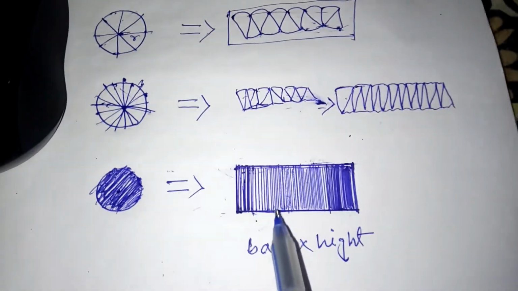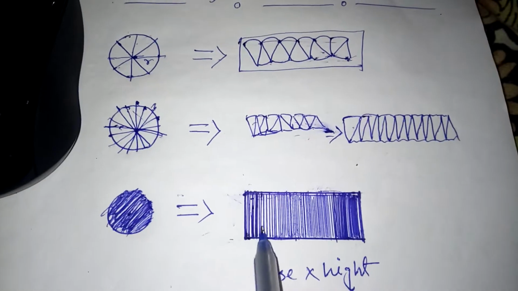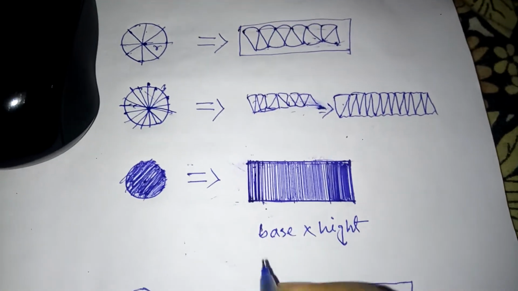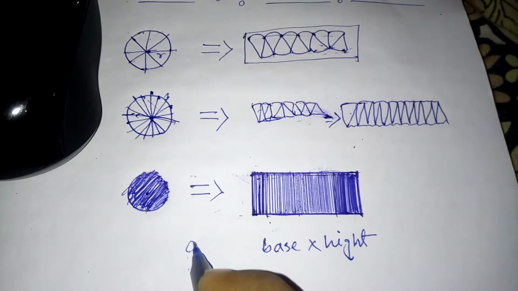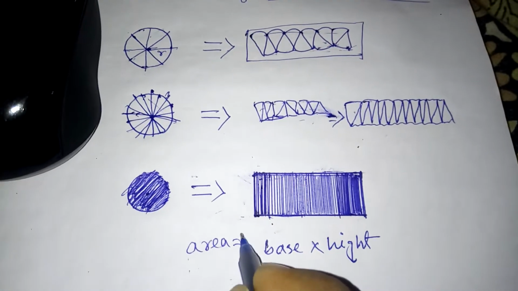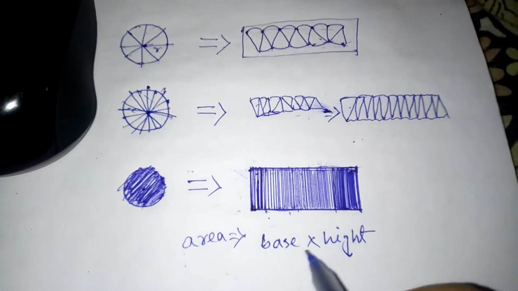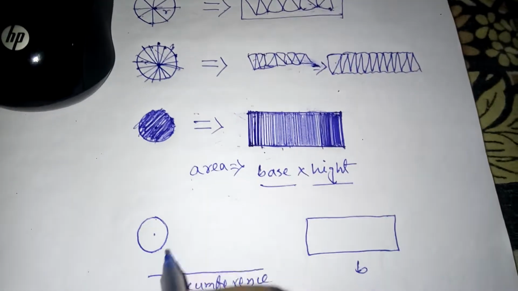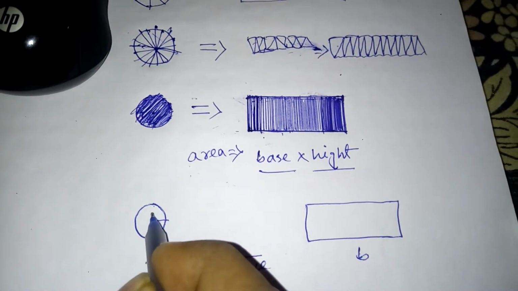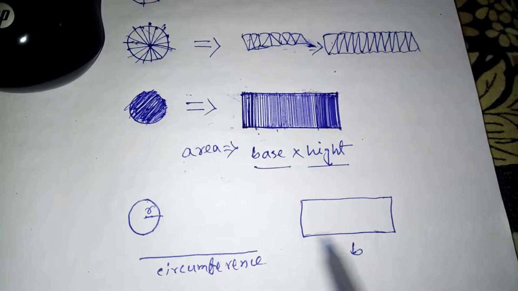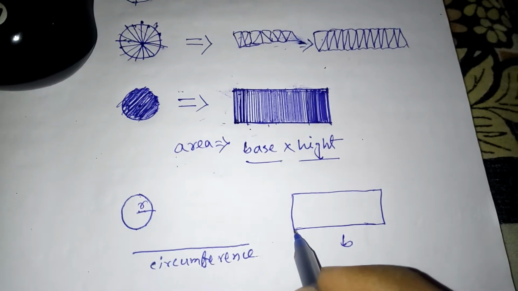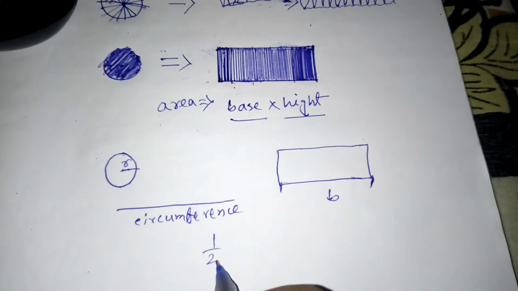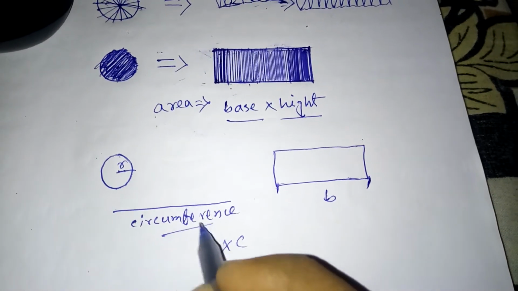Now, the area of the rectangle and the circle will be equivalent to each other. As we know, the area of any rectangle is base into height. If the radius is r, then we can measure that the base will be half of the circumference of the circle.